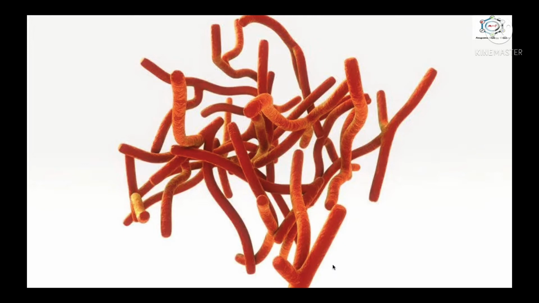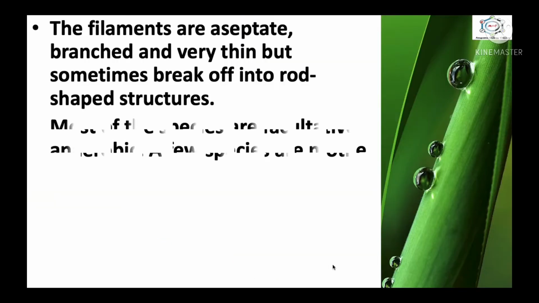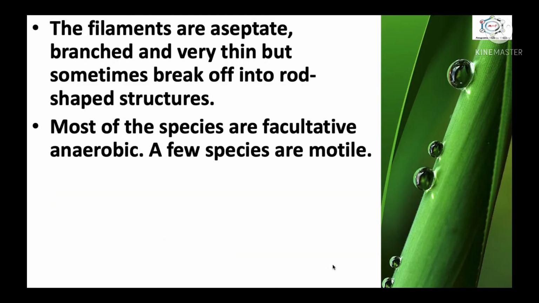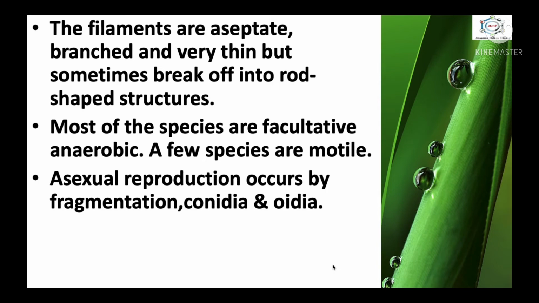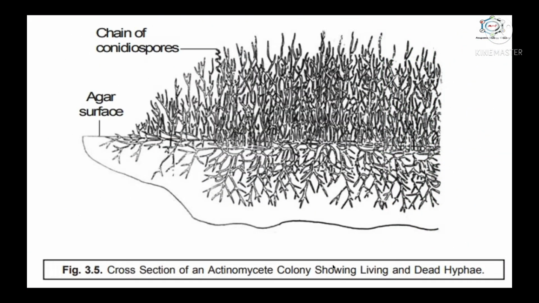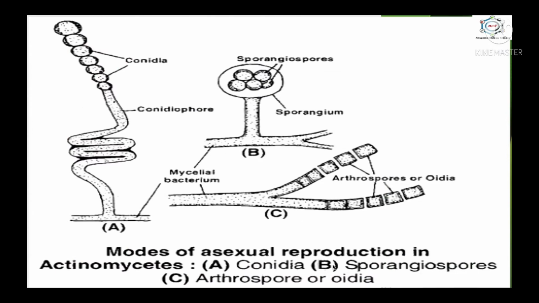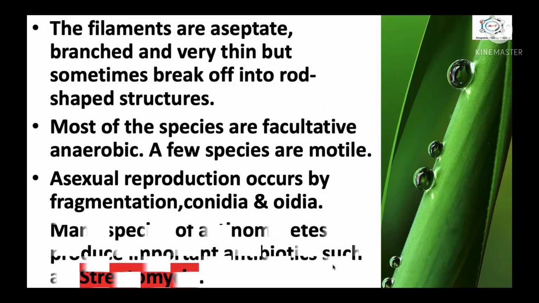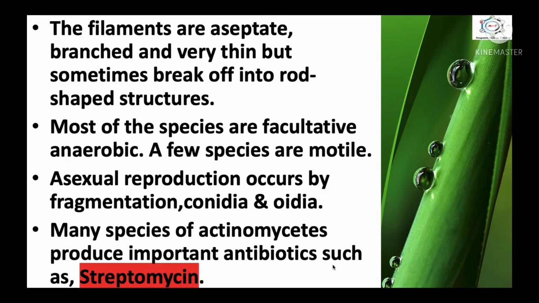Pathogenic species cause disease, especially skin disease. Most of the species are facultative and aerobic. A few species are motile. Asexual reproduction occurs by fragmentation. Here you can see conidia formation or oidia formation. And endospores are not found in actinomycetes. Many species of actinomycetes produce important antibiotics such as streptomycin. So this is the general character of actinomycetes.